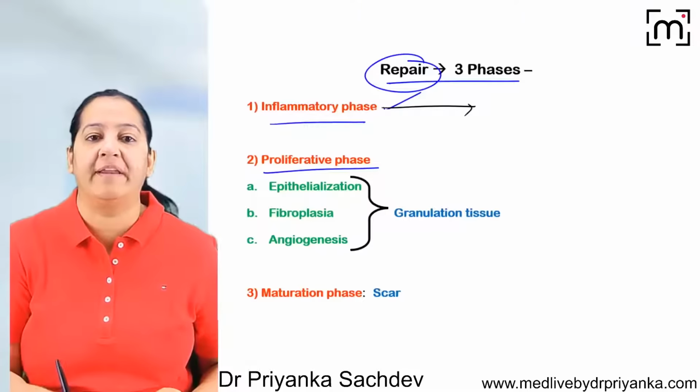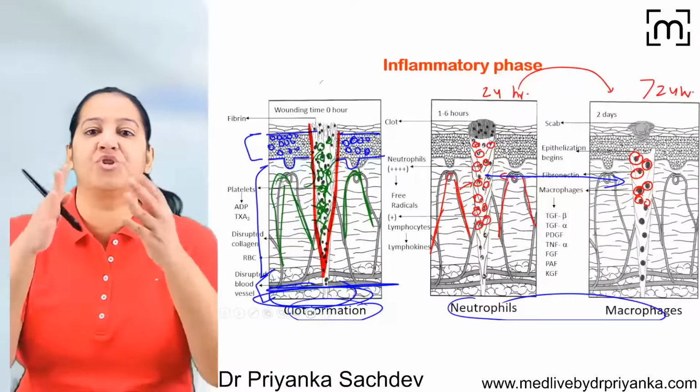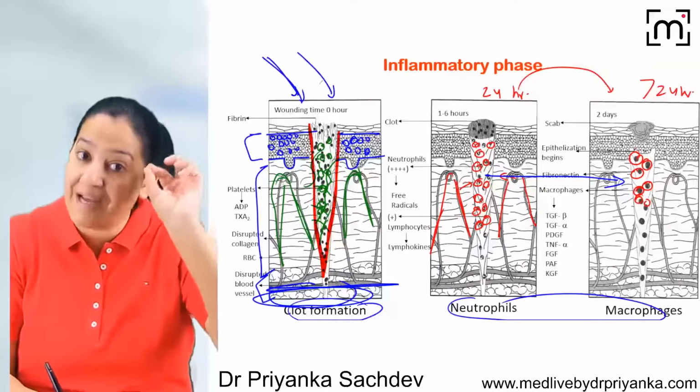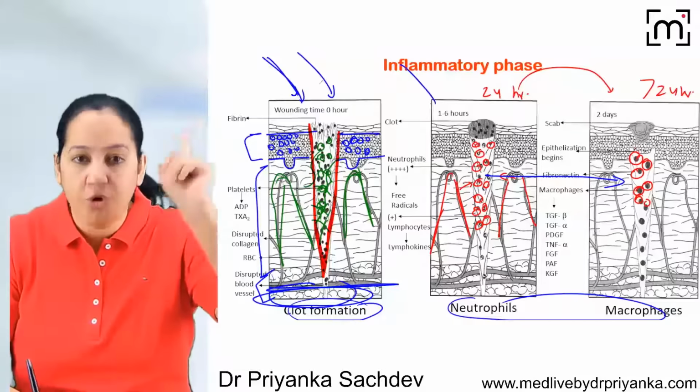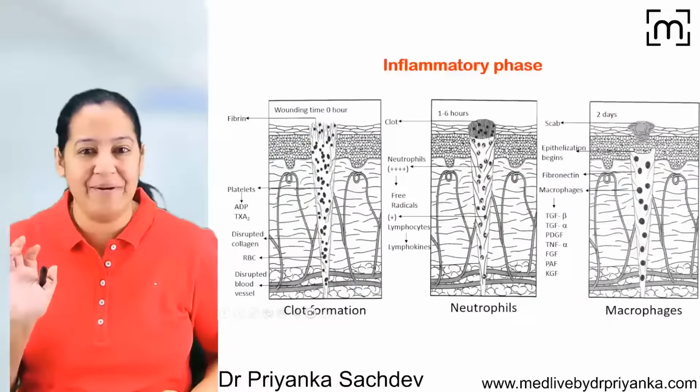So I want you, in the inflammatory phase, to draw the flow chart, and whatever you are drawing in the flow chart, show it in the diagram. Show the clot formation, show platelet also, show fibrin also, label platelet, label fibrin. Then show neutrophils in the first 24 hours. And after 24 hours, show the macrophages. We are done. The inflammatory phase is done.